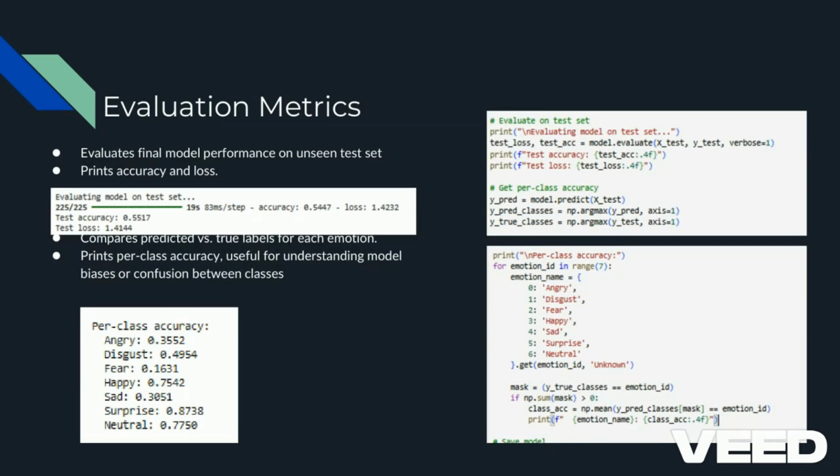So for this slide, after training, we evaluate the model on the unseen test set to get a final measure of accuracy and loss. Here, the test accuracy is around 55%, and the loss is about 1.41. We also calculate per class accuracy, which shows how well the model performs on each emotion. For example, it does well on surprise and neutral, but it's struggling on fear and sad.